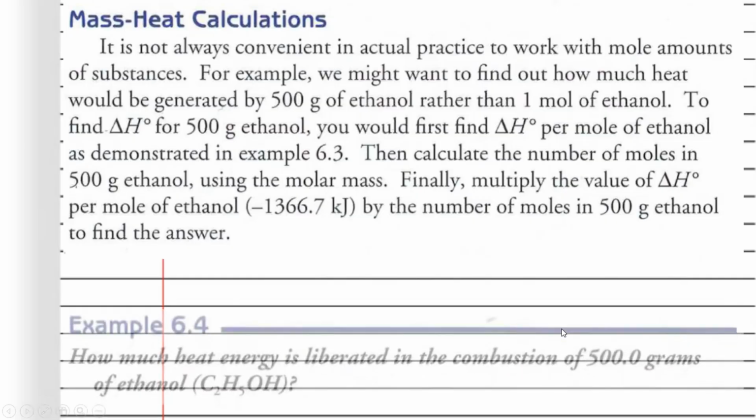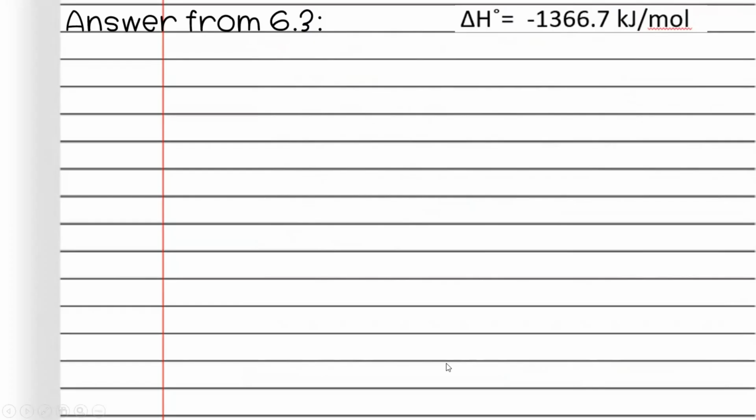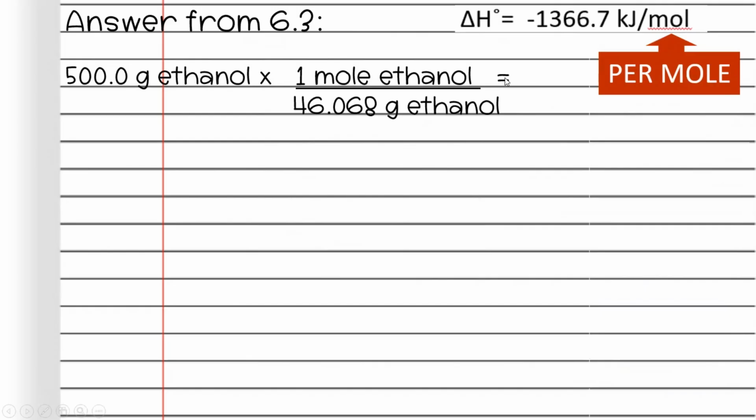So let's do that. Example 6.4. How much heat energy is liberated in the combustion of 500 grams of ethanol, C2H5OH? So here's our answer from 6.3. Delta H was equal to negative 1,366.7 kilojoules per mole. Per mole. That's important. So how many moles of ethanol are there in 500 grams of ethanol?